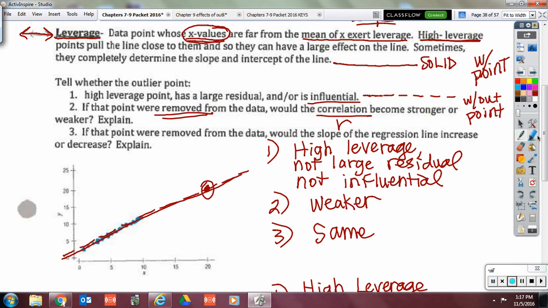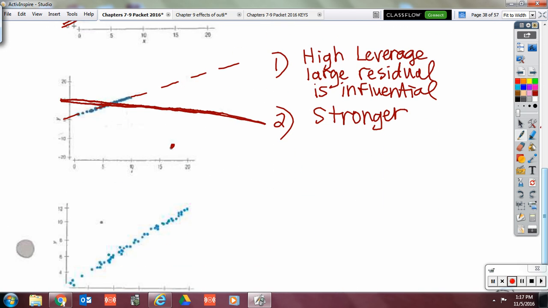Okay? If that point were removed, how would the slope change? Okay, so let me think. With this point, the slope is basically negative. So I guess removing it makes it steeper. That's kind of hard to tell because, are we going to consider negative ones weaker? I'm going to say that the sign matters. So it's going to increase the slope because it's going to go from negative up to positive. So removing the point increases the slope.